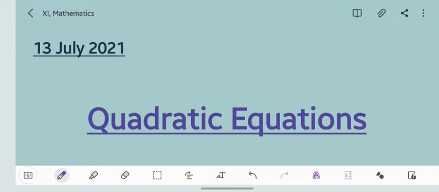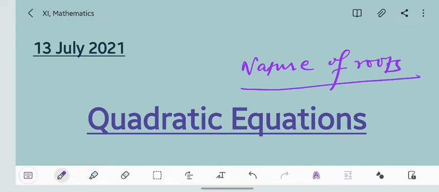Today we have arrived at the last topic of the given chapter, number 5, complex numbers and quadratic equations. By looking at the topic, you are very much familiar with it because you have already read it in class 10th standard. And you must be remembering the nature of roots. That was the last topic, nature of roots of the given equation.